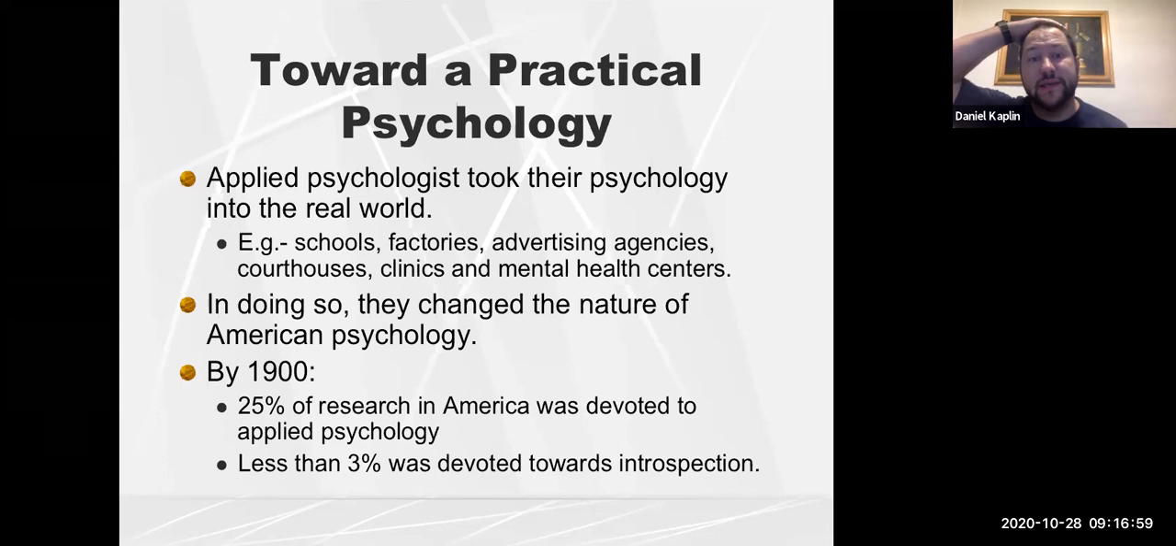Now, it's interesting. We in New York, we take for granted the deep, rich history of psychology that we have. Much of the applied psychology was happening in New York. So many of the early clinics happened in New York. A lot of the early tests that were created were by New York State psychologists and so forth. And we just take it for granted. So it's interesting. As the zeitgeist shifts in the world and in America, so does psychology. So you start to see by 1900, about a quarter or 25% of research was focused on more applied issues. And only about 3% was focused on introspection, which was the kind of research that Wundt was into.